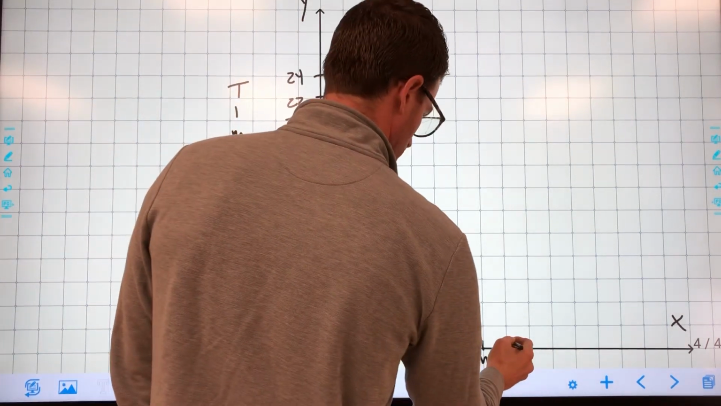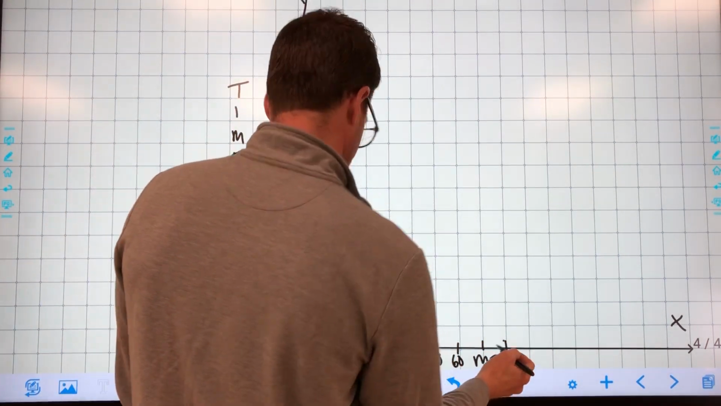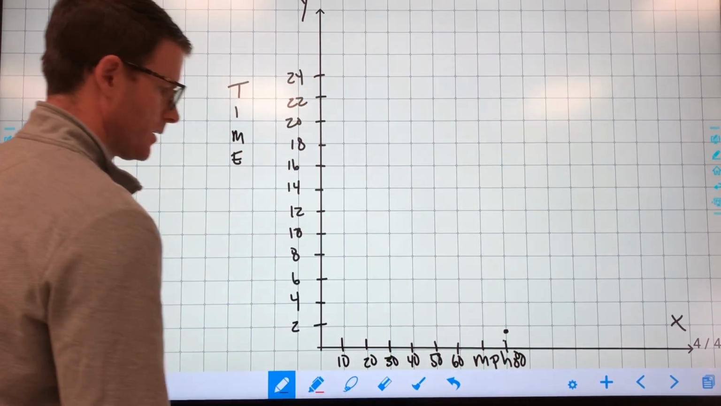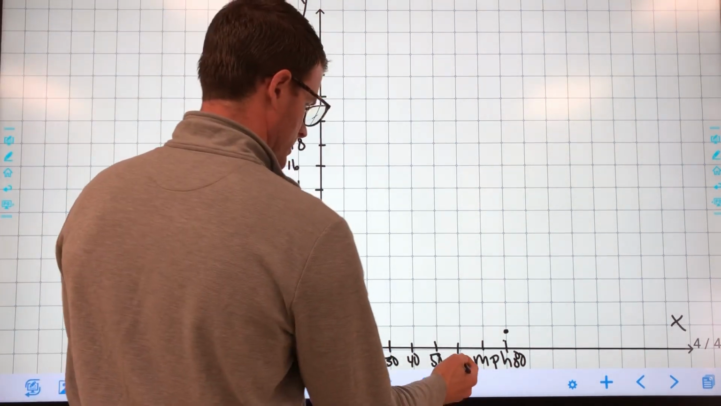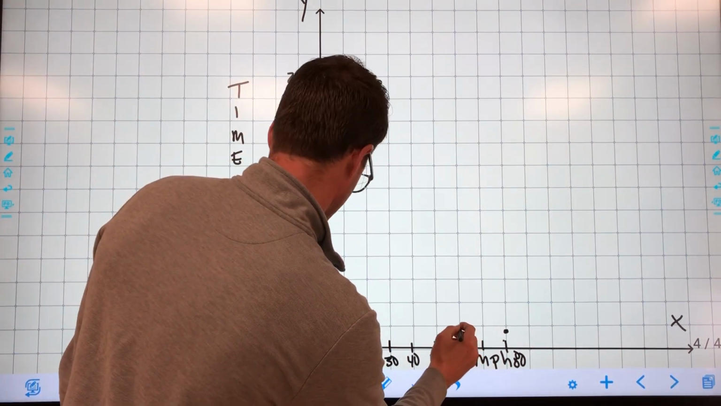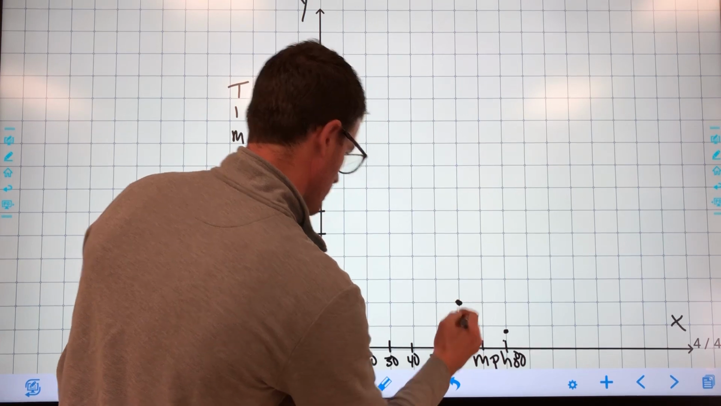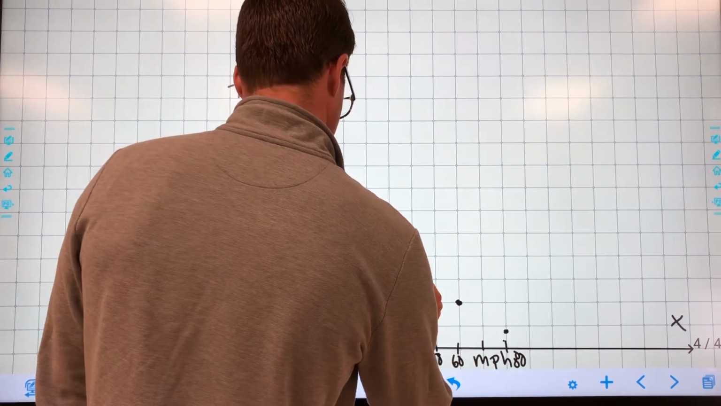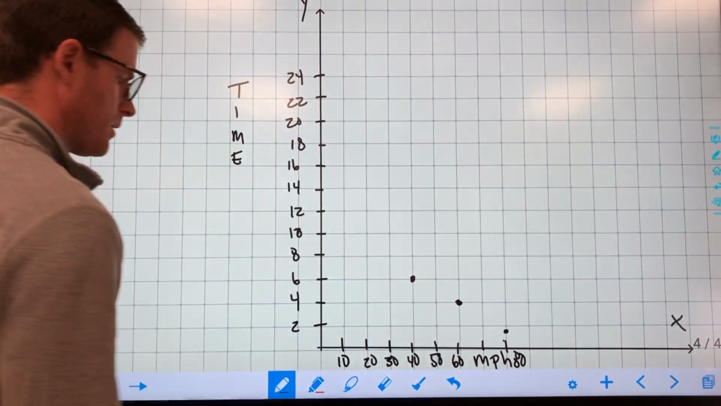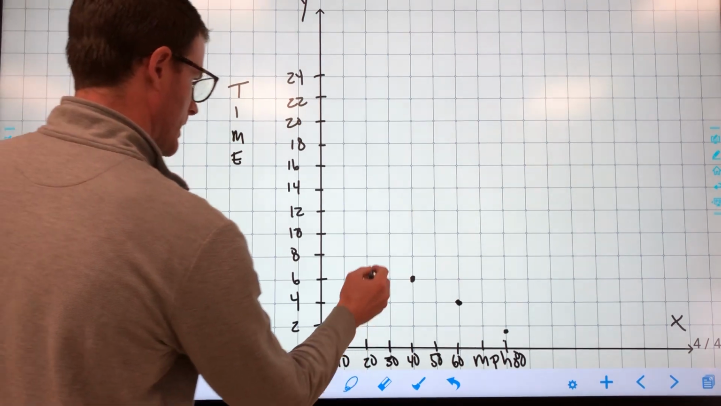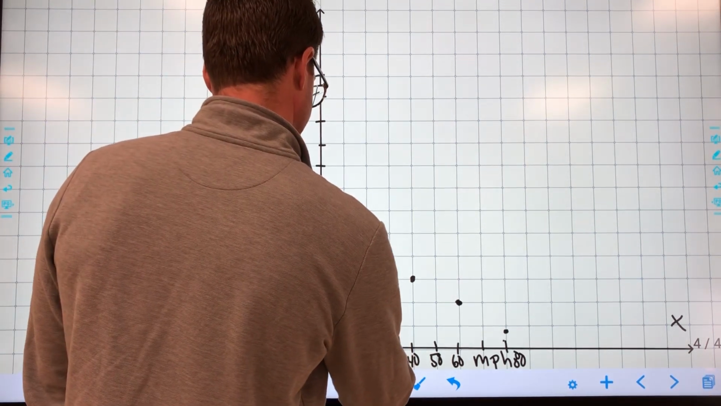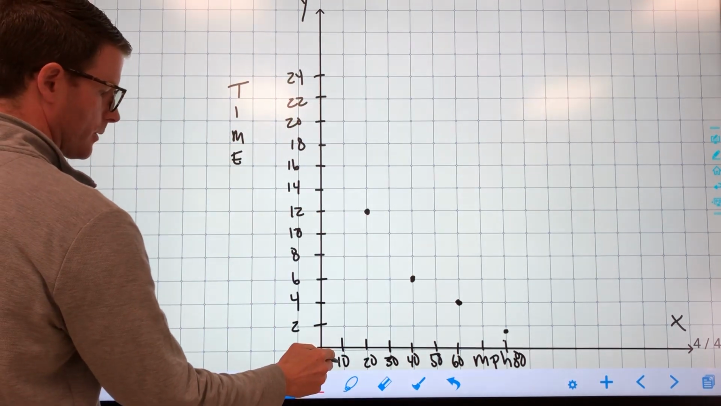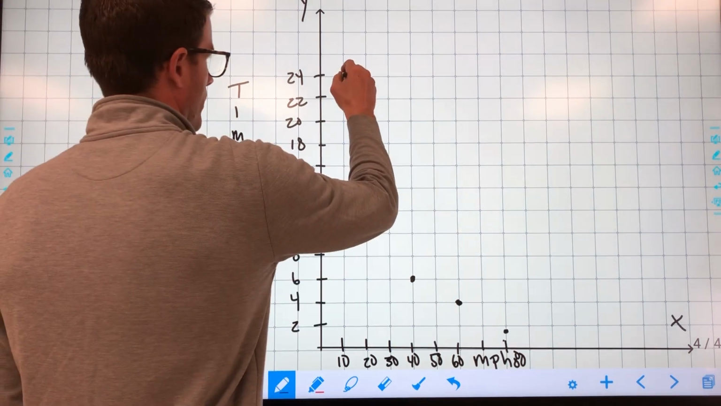So 80 miles per hour takes me 3 hours. That will be right about there. 60 miles per hour took me 4 hours, so that would be here. 40 miles per hour took me 6 hours, so here. 20 miles per hour took me 12 hours. And 10 miles per hour took me 24 hours.